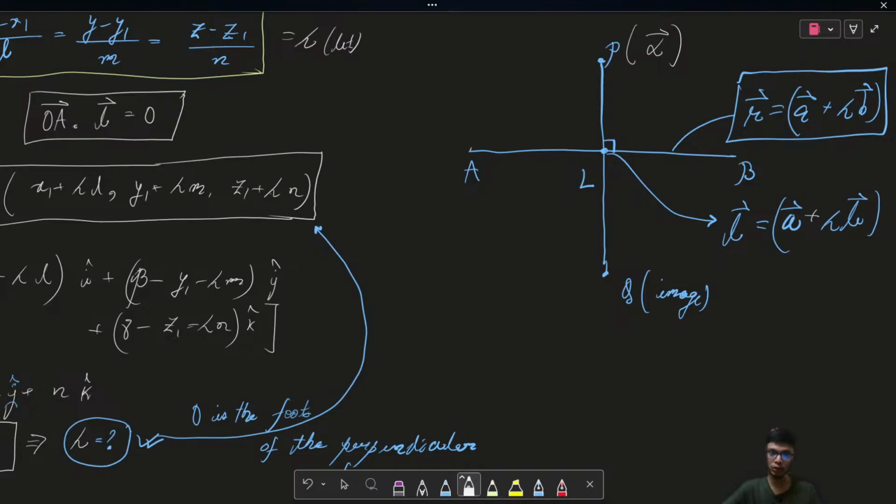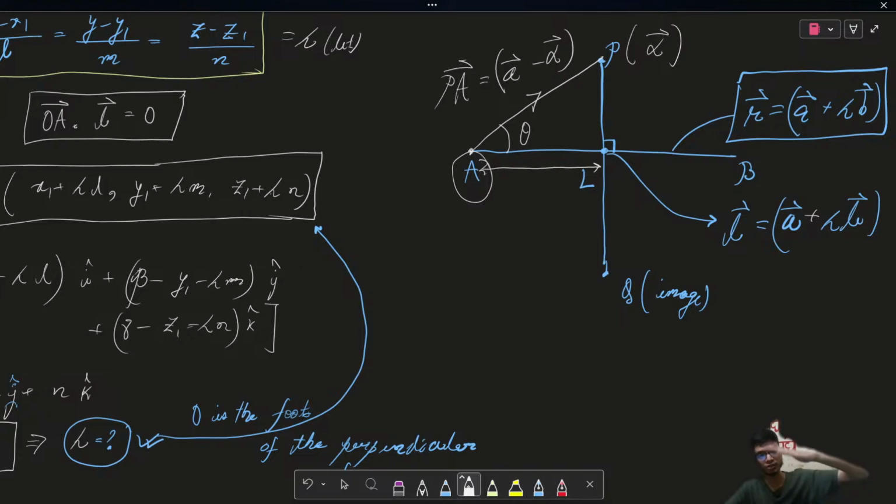Because I know my point A, which is a fixed point, I will try to form a vector like this. This is my PA vector, and that will be obtained as a vector minus alpha vector. Now if I find the angle between this line vector and this PA vector, and from this find this particular LA distance, which is just the component or the horizontal projection of this PA vector onto this AB line.